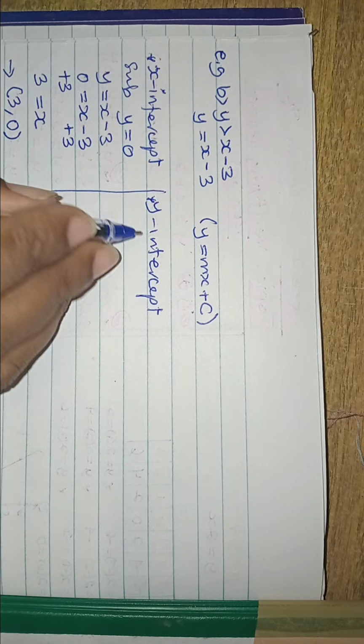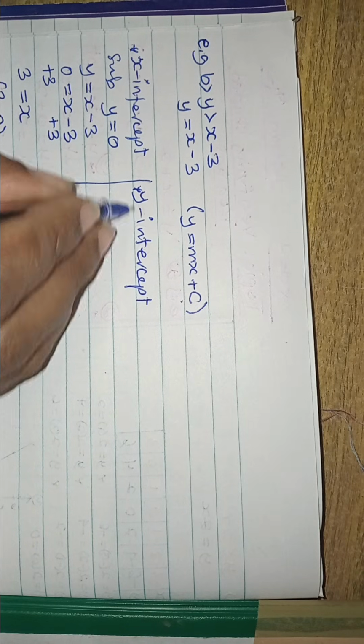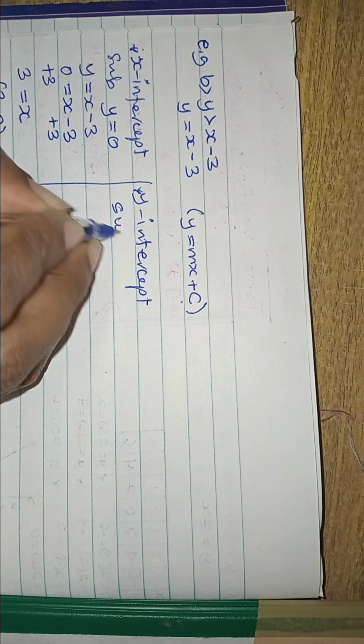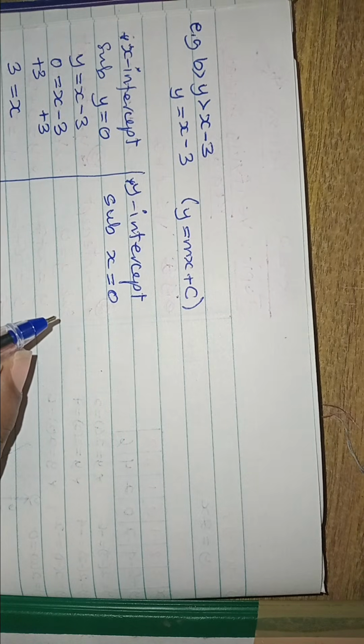Let's do the same for the y-intercept. So we find the y-intercept by substituting x equals 0.